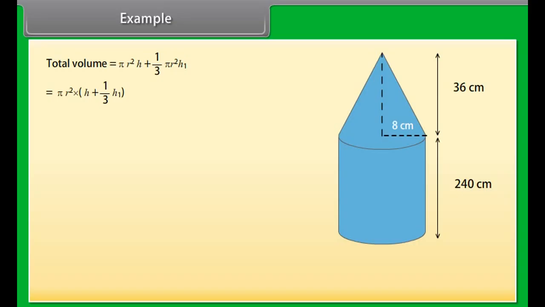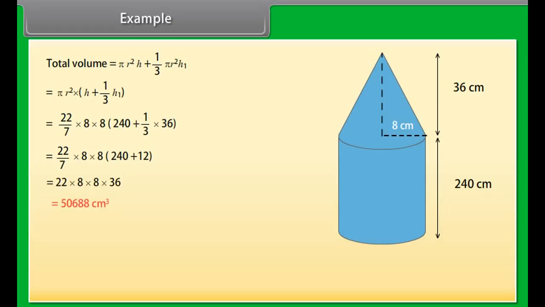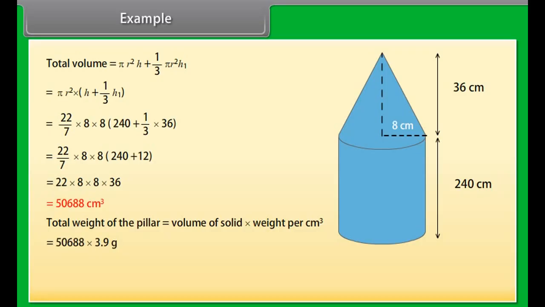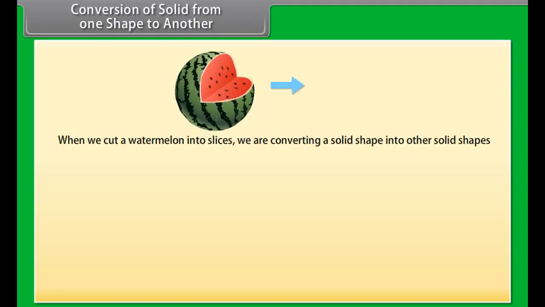Solution. Let r be the radius of the cylinder and the cone, h be the height of the cylinder, and h1 be the height of the cone. We know that the total volume of the pillar is equal to the volume of the cylinder plus the volume of the cone. Therefore, total volume is equal to pi r square h plus 1 by 3 pi r square h1. This is equal to pi r square into h plus 1 by 3 h1.